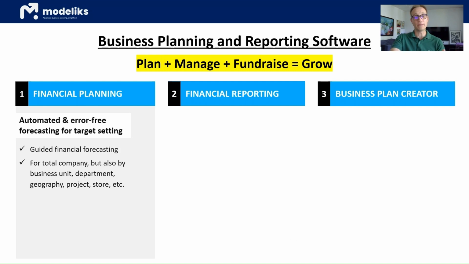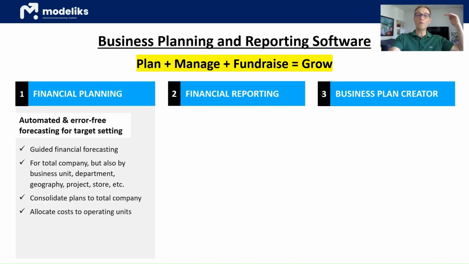You can create financial plans for a total company, or if you're a larger company, you can create financial plans by business unit, department, geography, project, store, however your company is structured and managed. If you create plans on operating unit level, then your plans automatically consolidate up all the way to the total company level, and you can allocate costs down from the head office to the operating units in order to get full clarity of the performance of each operating unit.